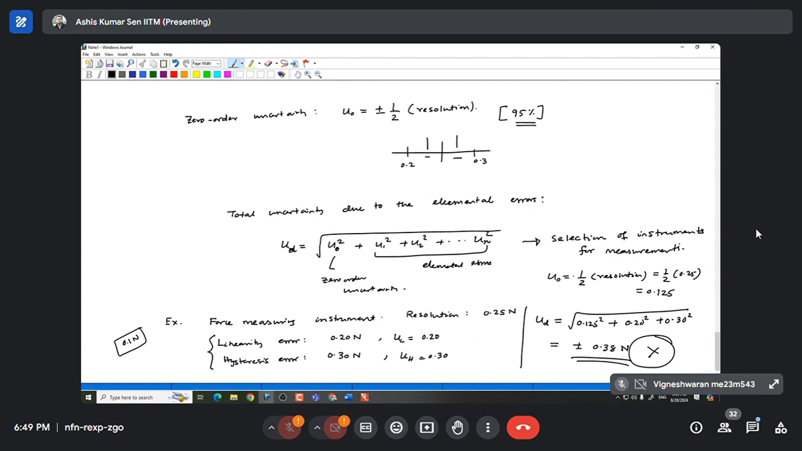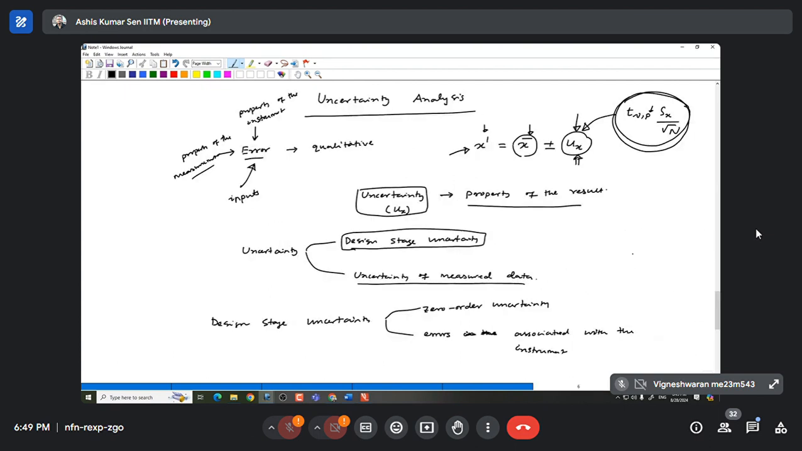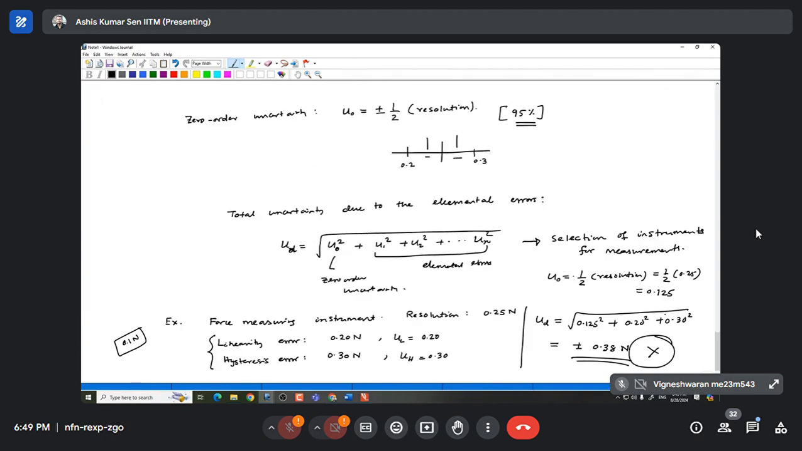Okay. It has no impact on the, of course, it will have impact on the results, but it is different from the uncertainty in the data. Okay, so that is coming from the systematic and random error sources, whereas in design stage uncertainty, you just calculate to make sure that the instrument that you pick to do certain kind of measurement is good enough. It will serve your purpose or not.